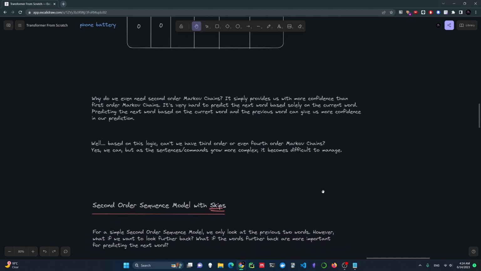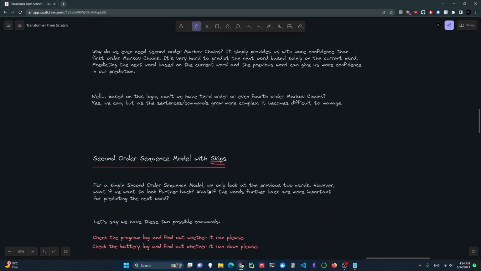So for a simple second order sequence model, we only look back at the previous two words, or in other words, the current word and the previous word to predict the next word. Now, however, what if we want to look further back, right? What if the words further back are more important for predicting the next word?